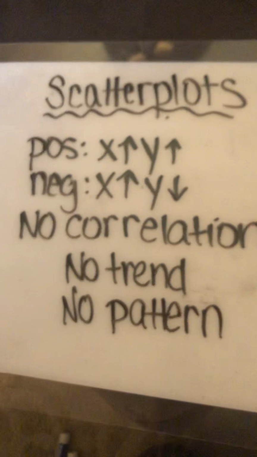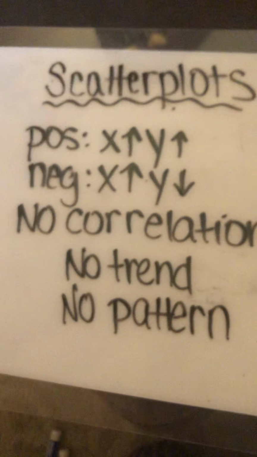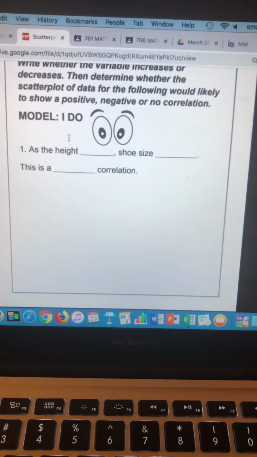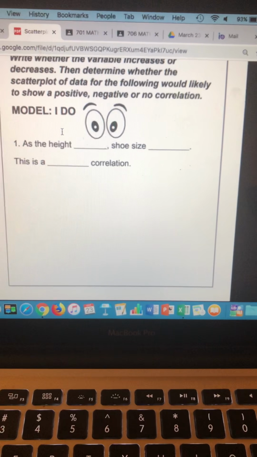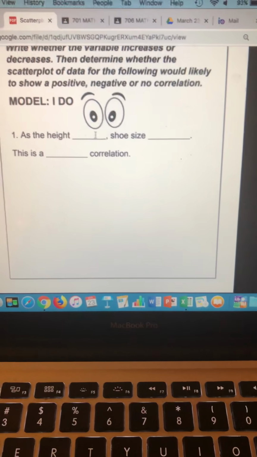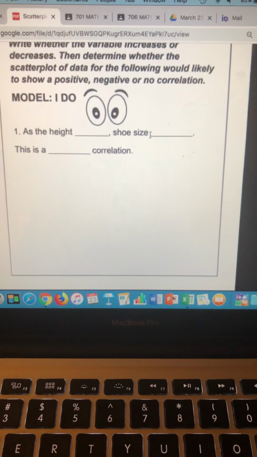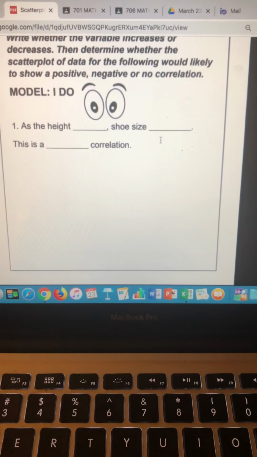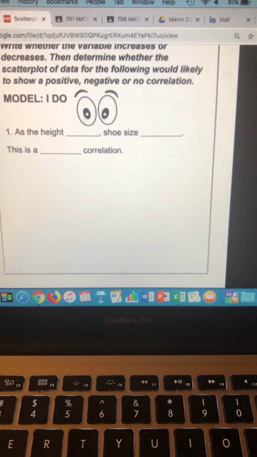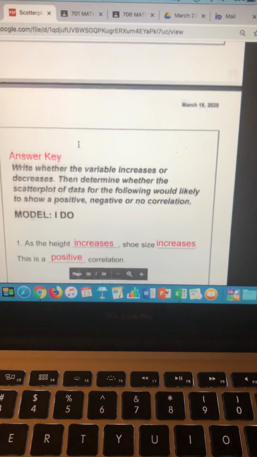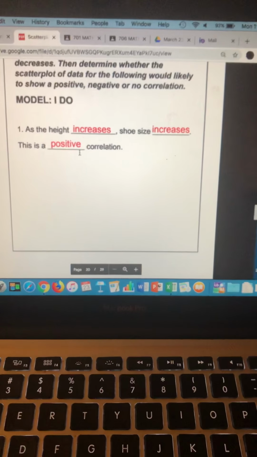Okay, so if you use this understanding, you should be able to figure out the sentences that were provided in the lesson. So for example, it says, as the height blank, shoe size blank, this is a blank correlation. So I would maybe fill in, as the height increases, your shoe size would also increase, because if you're taller, usually that indicates that you have a larger foot. So since these are both increasing, then it would be a positive correlation. And then we can see that in the answer slide that follows.